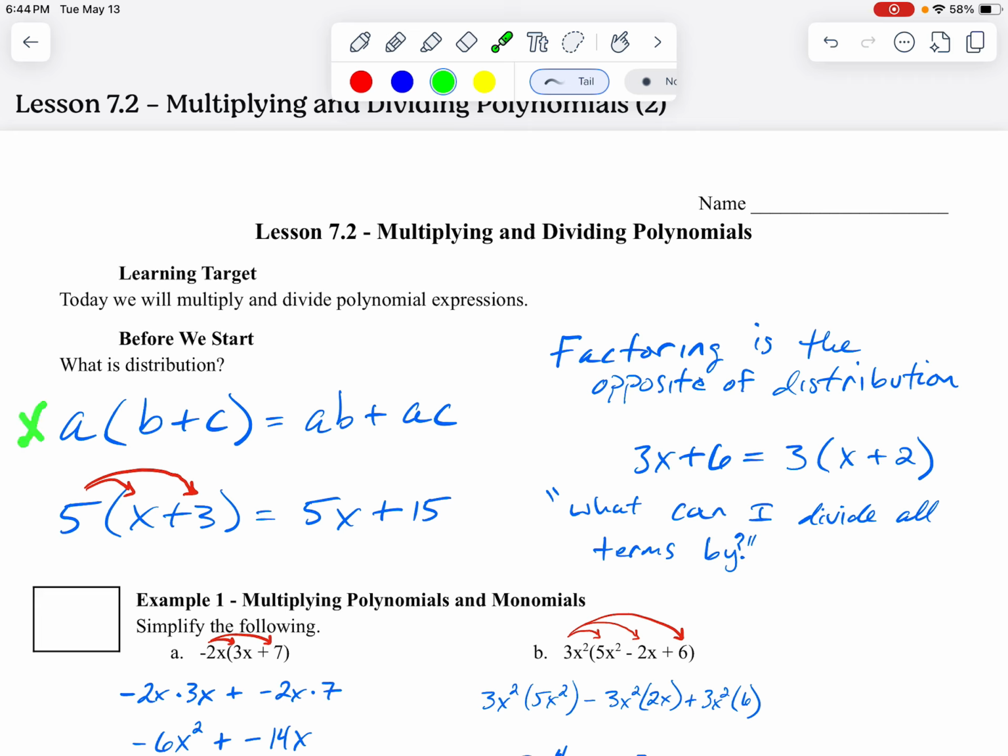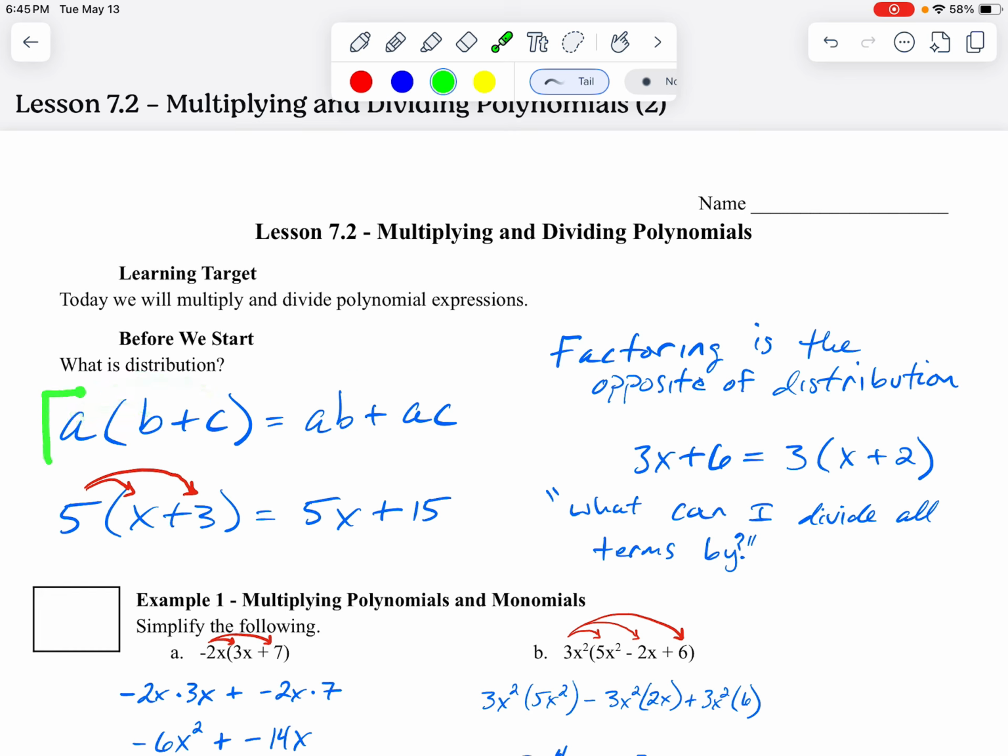So this is kind of like the form that distribution follows, that we've done in the past anyway. If I've got something out here and then we've got two other things in here in parentheses, we're going to multiply this a times b, keep that plus sign, and then multiply a times c. So we would end up with a times b plus a times c.